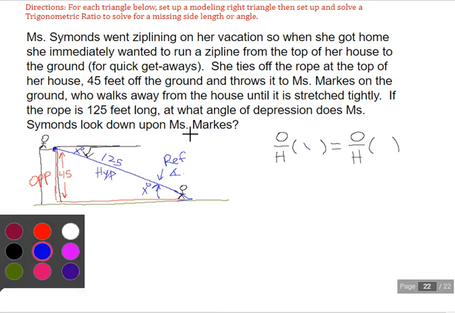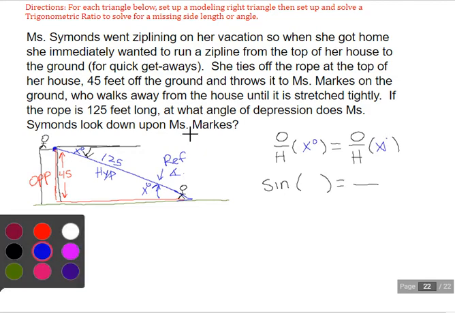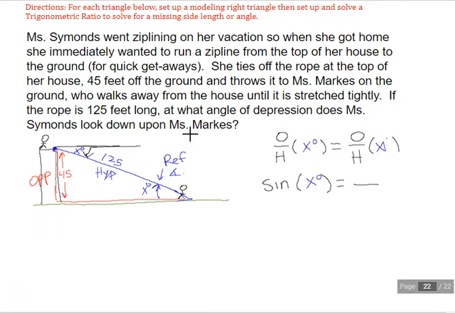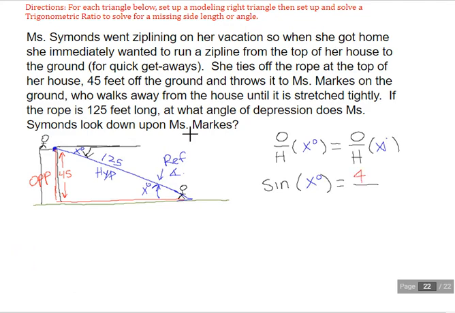Okay, so opposite over hypotenuse, sine, cosine, tangent, that's going to be sine. So sine of a certain angle is going to be equal to a ratio in my actual triangle. So x degrees is a reference. In my actual triangle, the opposite side is going to be 45. And the hypotenuse side is going to be 125.